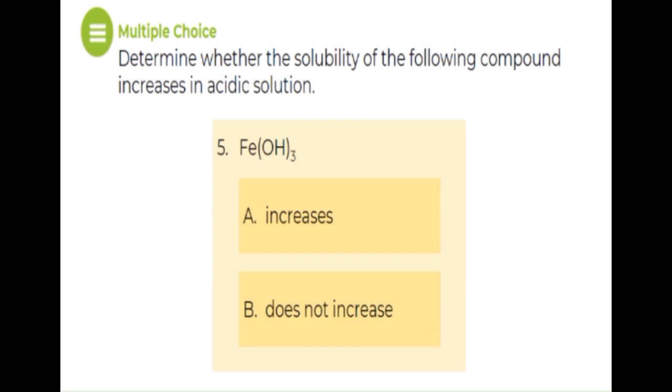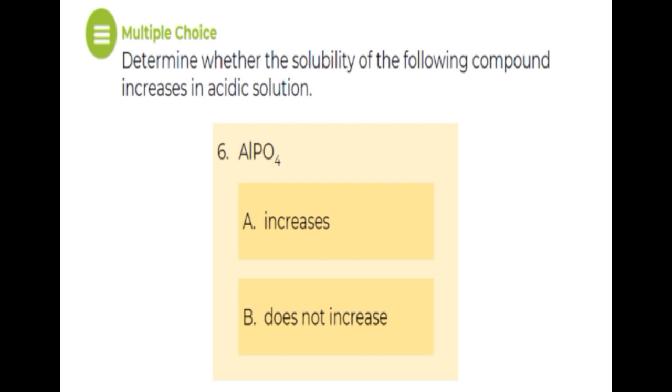Fe(OH)3. A, increases. B, does not increase. AlPO4. A, increases. B, does not increase.